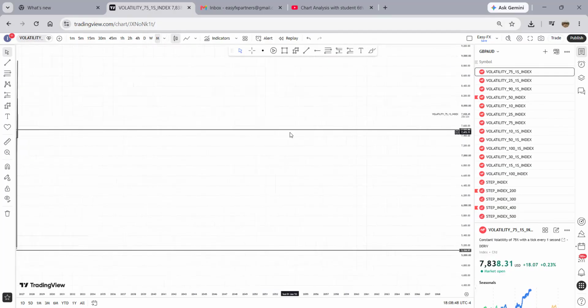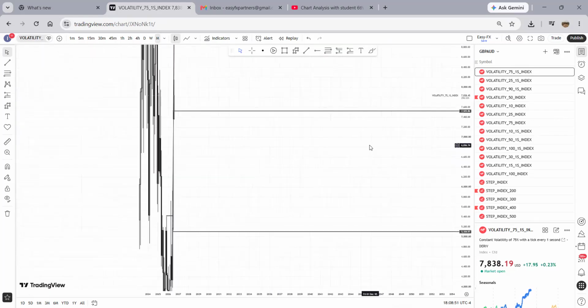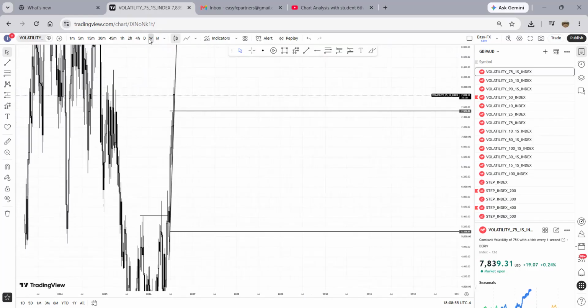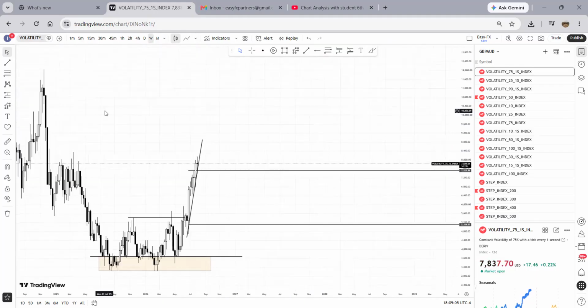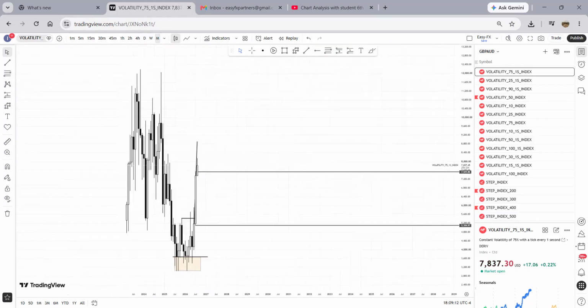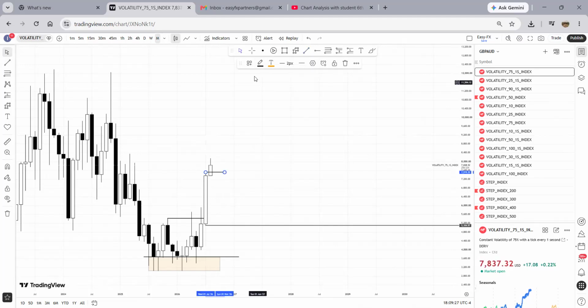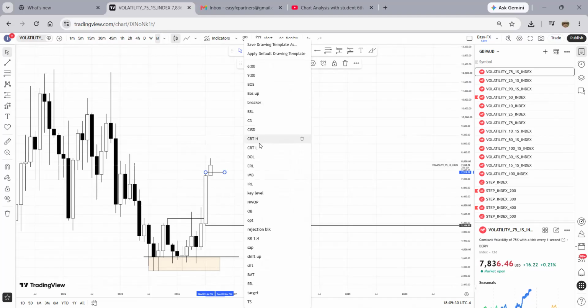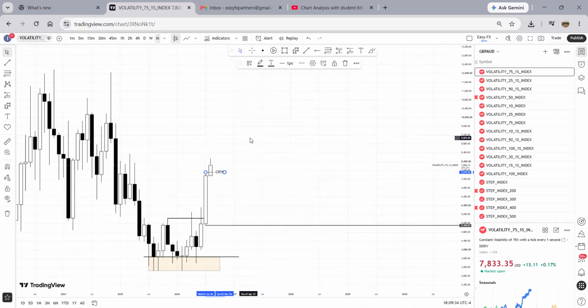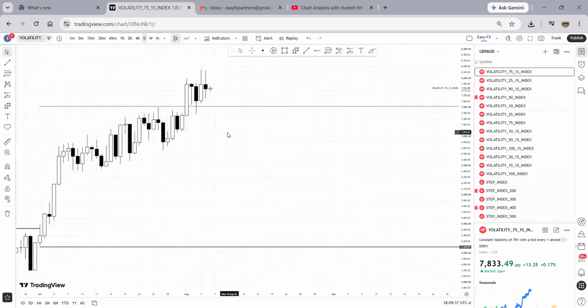Wow, that was too wide. Oh, okay, so I use the horizontal line. Yeah, so I'm trying to change the horizontal line and delete the trend line and use this one. So we created a range and we are trading above that range high. Good.